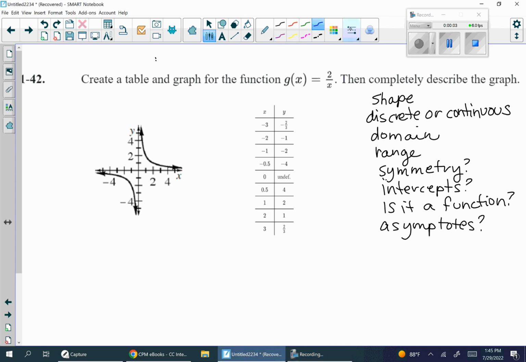CPM Math 3, problem 1-42, and we are being asked to graph a function with a variable in the denominator, so g of x equals 2 divided by x. In order to set up a table, we just pick a bunch of x values and substitute them in to get the appropriate y values. That work should be shown on your paper.